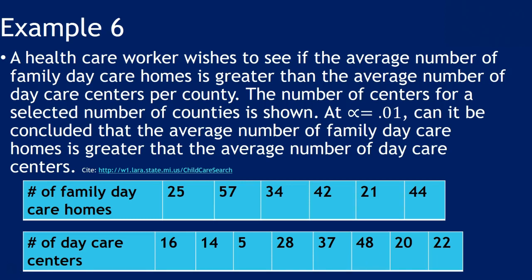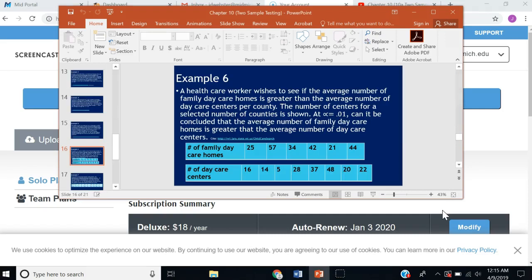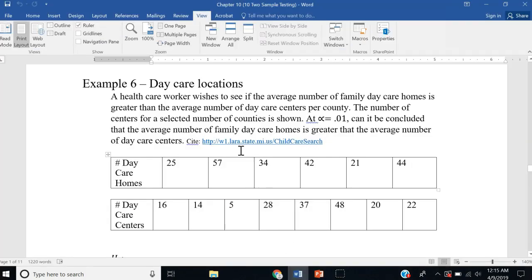Since we have just been given raw data, notice I do not have any population standard deviations. I'll end up having sample standard deviations from the samples, but I don't have population ones. So that means I want to use a 2-sample t-test. Now, like always, before we actually get into doing the test, we want to set this up.